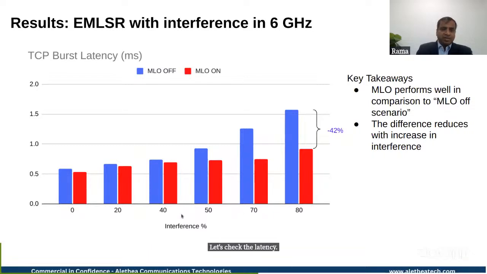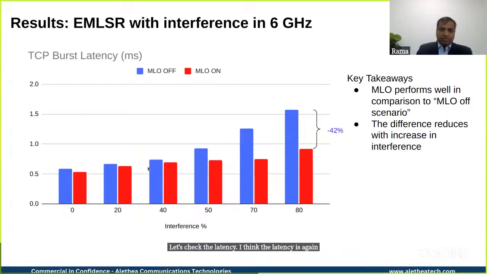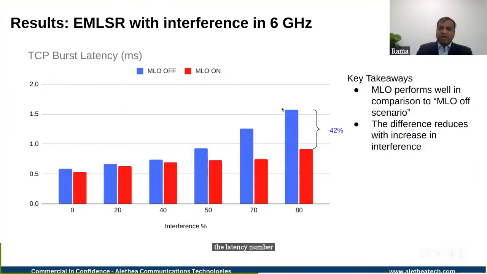I think the latency is again good. We do have the latency number decreasing from the MLO case, finally at 80% interference to minus 42%. So this is 42% smaller than this. So again, this is a good result for the TCP burst latency for EMLSR with interference in one channel, or in this case, it was the 6 gigahertz channel.